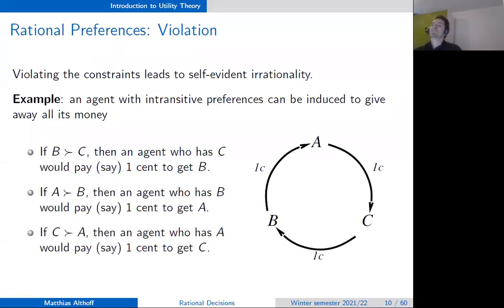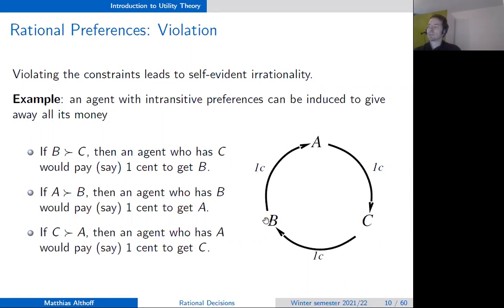Let's say you prefer B over C, and because of that, you would pay, let's say, 1 cent to get B over C. So we already have this preference. But you also prefer A over B, which is this arrow here. And again, you would pay 1 cent to get A instead of B.